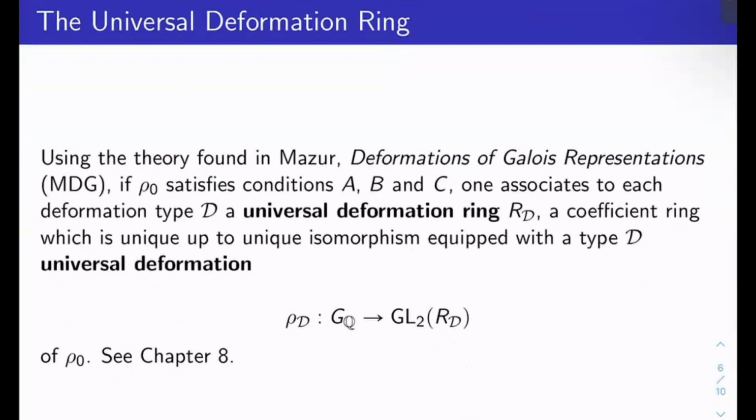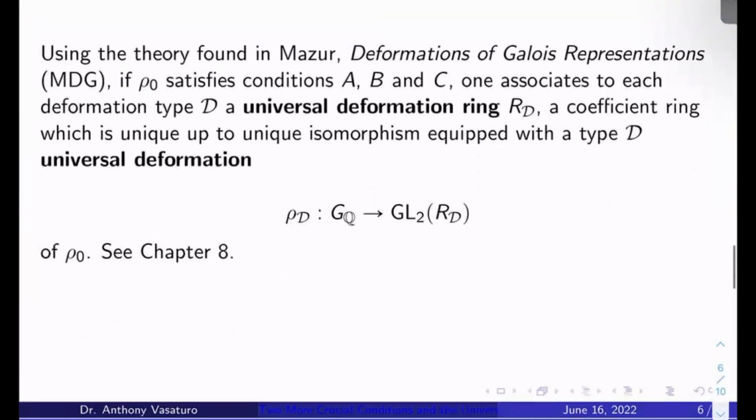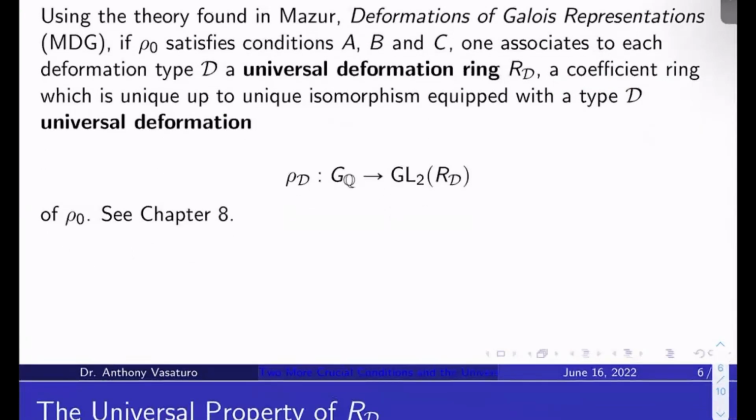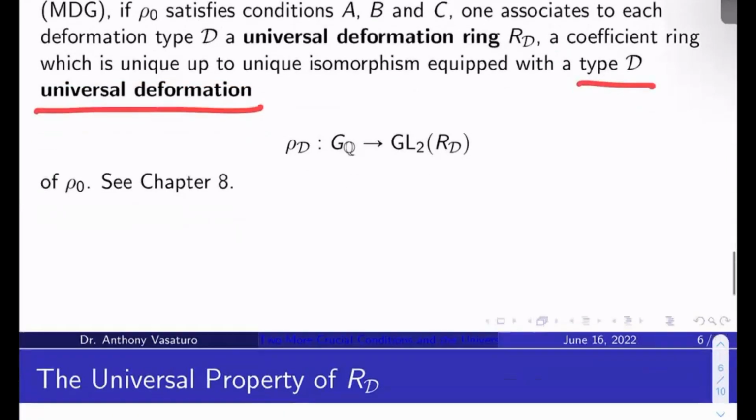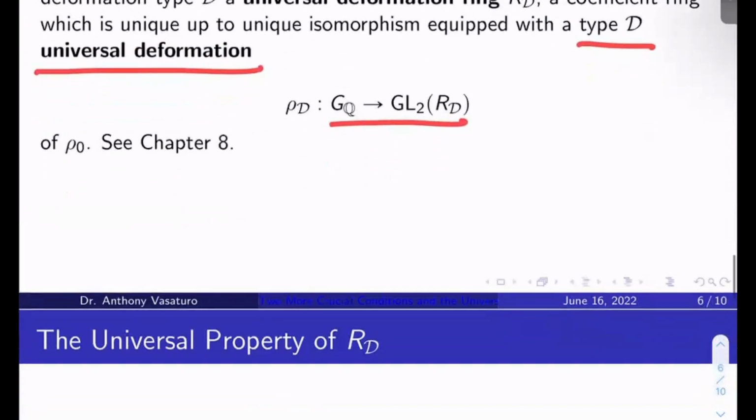All right, now let's talk briefly about the universal deformation ring. Using Mazur's theory found in deformation of Galois representations, which I'll call MDG from here on out, you can show that if rho naught satisfies conditions A, B, and C above, so this is why we're imposing these conditions on rho naught, you can associate to each deformation type D what's called a universal deformation ring, R sub D. This is another coefficient ring, and it gives us the maximal type D deformation of rho naught, basically, in the following sense. It's a coefficient ring. It's unique up to unique isomorphism. It itself is equipped with a type D universal deformation rho D from GQ to GL2 of R sub D of rho naught.